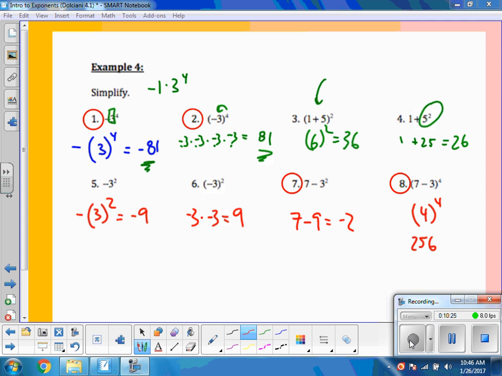All right, how'd it go? Notice no parentheses here, so my answer will be negative. With parentheses, it might be positive, it might be negative, just depending on how many negatives I'm needing. In this case, it's positive. Number 7 and 8, I did my order of operations.